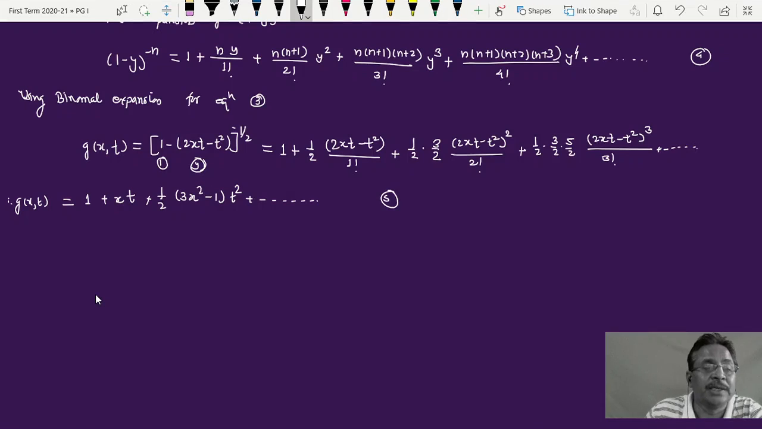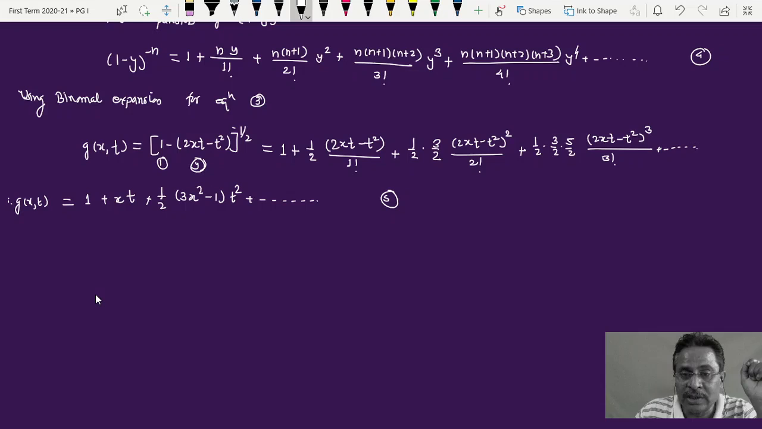So I got a series: this is t raised to 0 first term, t raised to 1 into this coefficient, t raised to 2 into this coefficient, likewise we'll get t raised to 3 into some coefficient there. So when I expand this g of x,t around t is equal to 0 with the binomial expansion, I'll get the power series in t, which is having t raised to 0, t raised to 1, t raised to 2, t raised to 3, all these coefficients are there.